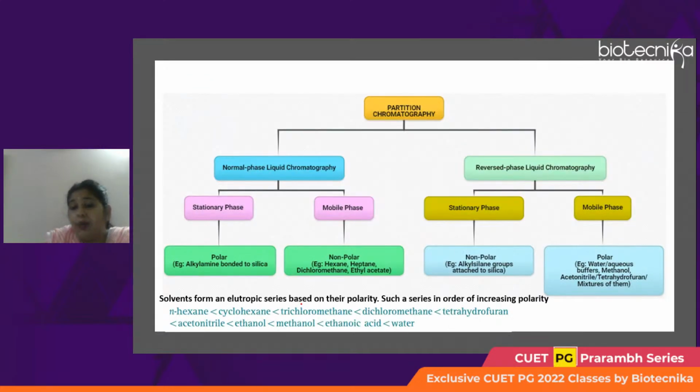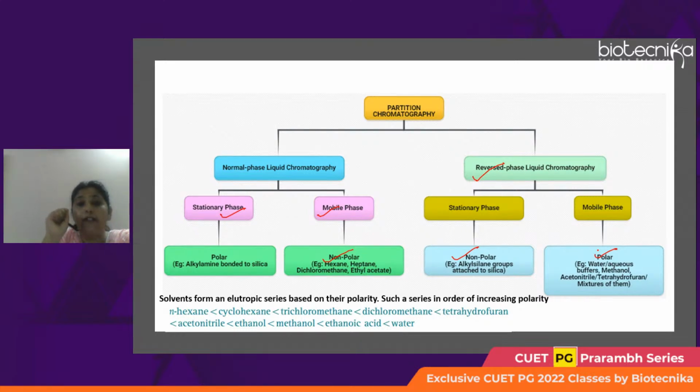Then partition chromatography has two forms: normal phase and reverse phase. Now this is very, very important. Participants, please focus on this information. Normal phase is where your stationary phase is polar and mobile phase is non-polar. You can see the examples on the screen: polar is alkylamine bonded to silica, non-polar is hexane, heptane, ethyl acetate. Reverse phase is just the opposite. Here, your stationary phase is non-polar, but your mobile phase is polar. Why I'm emphasizing this point is because you can directly expect a question on this particular concept.